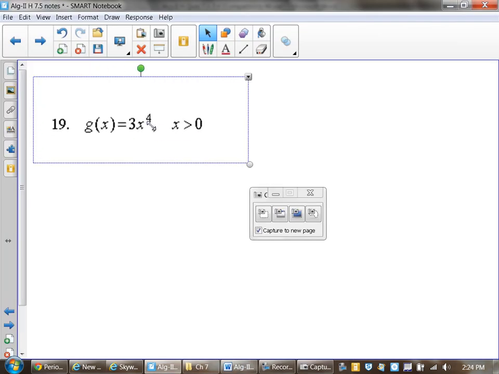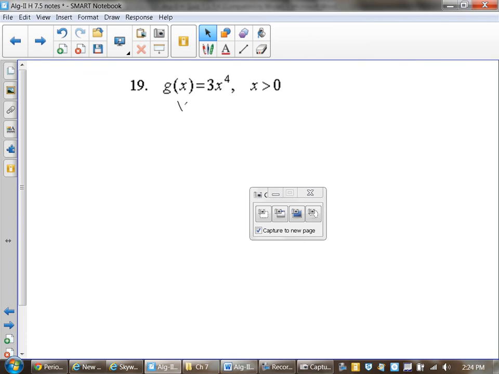So the rule is here, when you're finding your inverse, you have y equals 3x to the 4th. It's telling you that x is going to be greater than 0, so you don't have to worry about it not becoming a function.